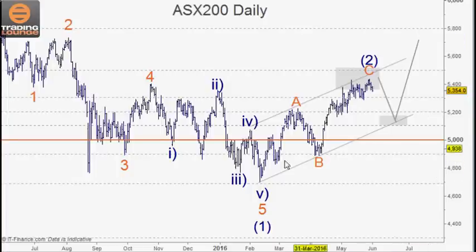But this whole pattern up here really suits better as an ABC, because the first leg in here is actually corrective. It's in 3 waves, not 5 waves. I suppose we could count that as wave 4 here and wave 5 here, possible, but that just suits better to not being part of that.